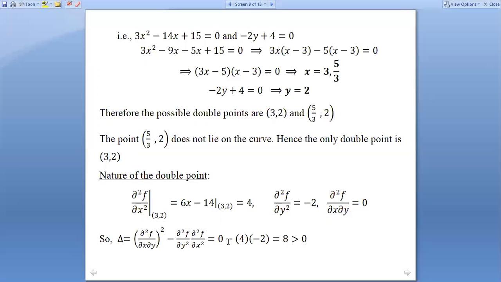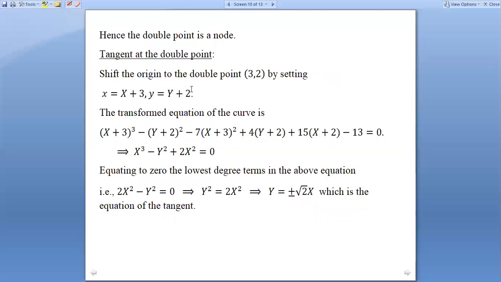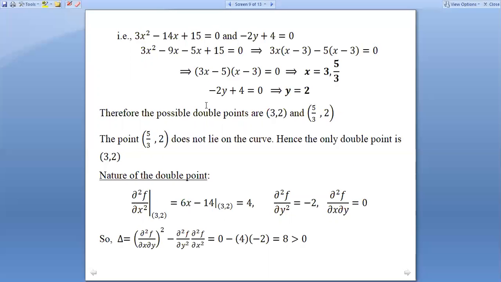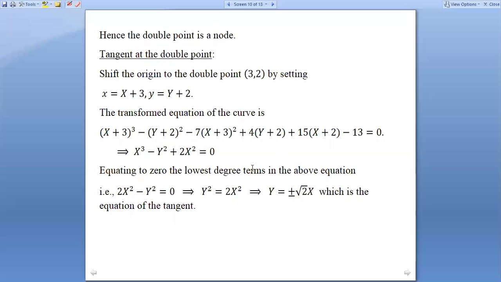Hence, delta, the formula to find the nature of the double point, is equal to 0 minus (4 into minus 2), that is equal to 8, and this value is greater than 0. So we can conclude that (3, 2) is a double point, and it is a node, as delta is greater than 0.